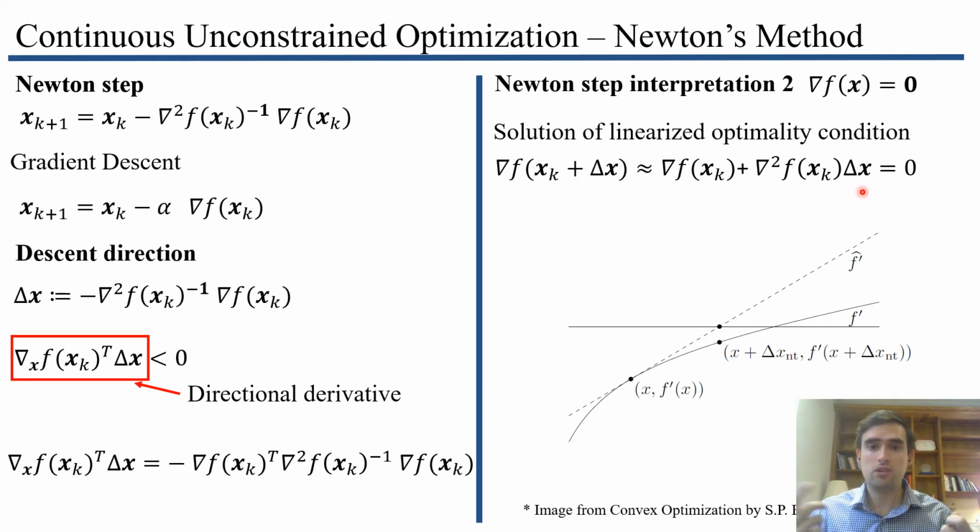So again, these are the two interpretations. The one that we saw last time is that at every point we're going to be solving the approximate optimization problem by approximating our function by a quadratic function. And the second interpretation, which is this one, is that we're going to be approximating the gradient of our function by a first order approximation, which is this one, and solving it at every step.